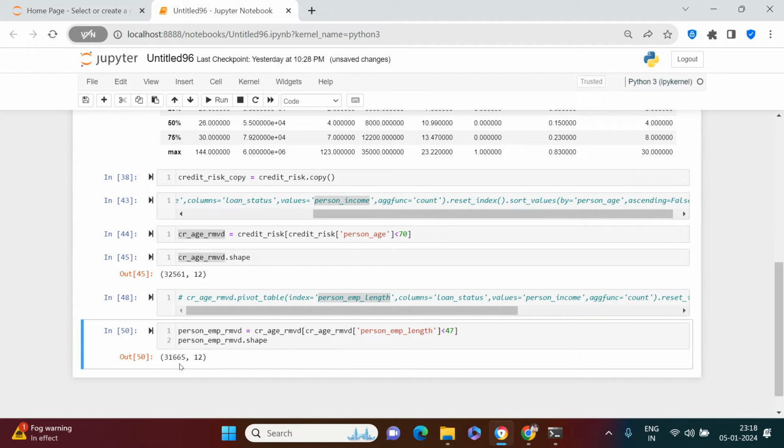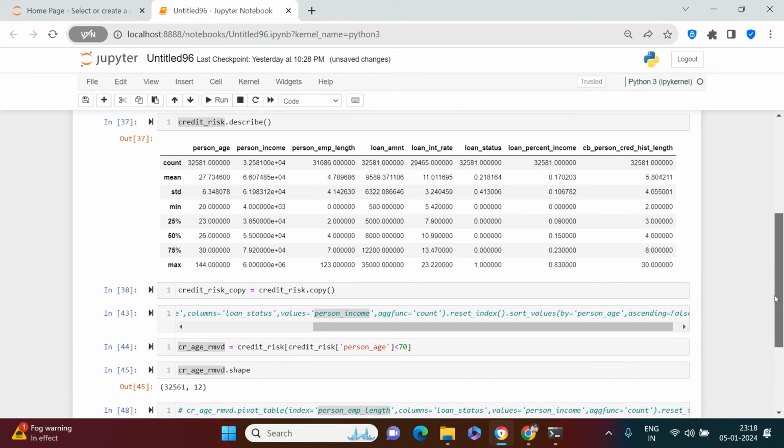All right, now here is what we got. Okay, so here it says 31,665. So quite a significant number of records are deleted, isn't it? Why is that so? There were not that many records. Okay, let me say less than or equals to 47 years. All right, this is it. So I'll just go ahead with this. Okay, so this is done.